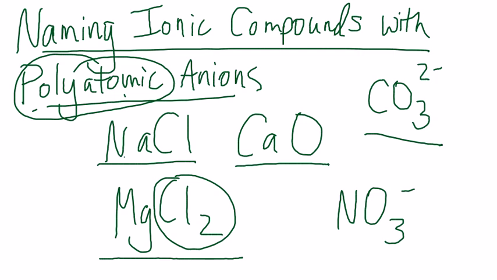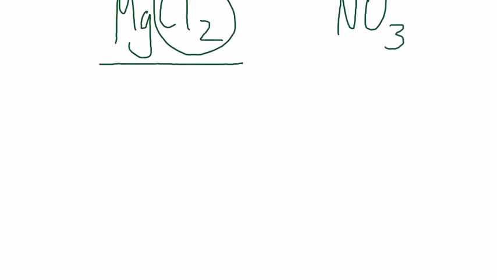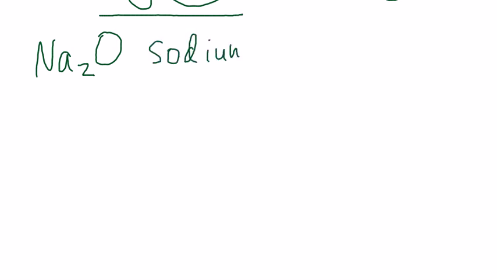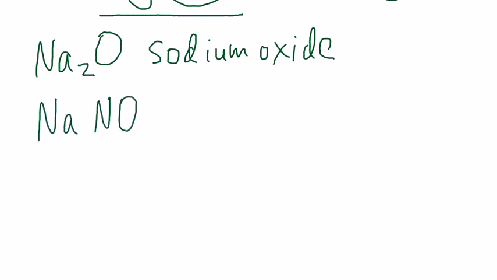So when you see a compound, and the compound looks like this, you would name that sodium oxide. But if you looked at the compound and you saw something like this, well, that's not just one type of nonmetal, that's two. And you name this in a fundamentally different way.